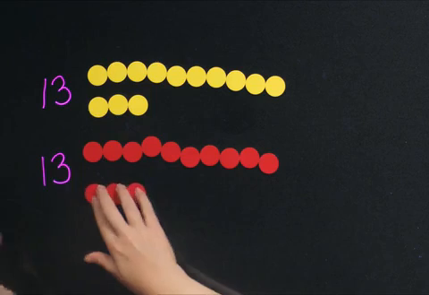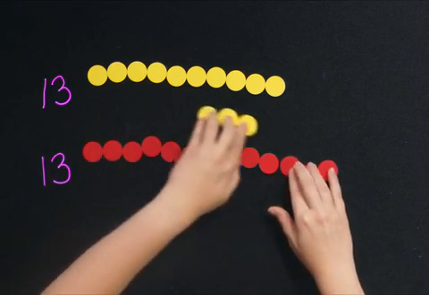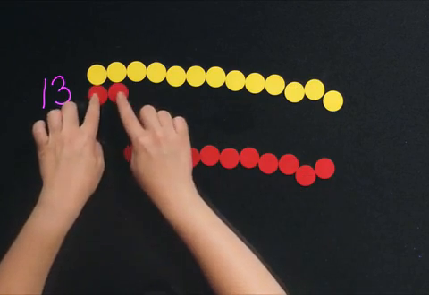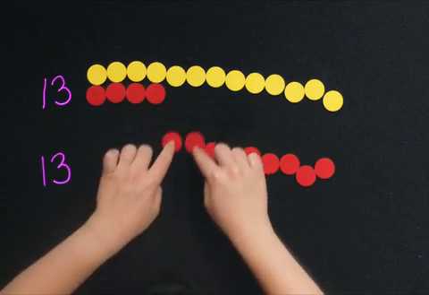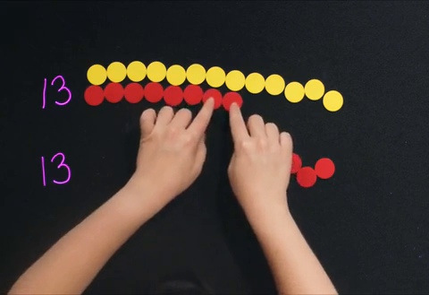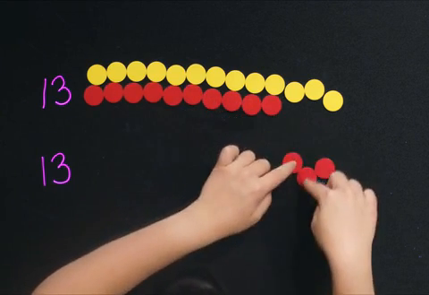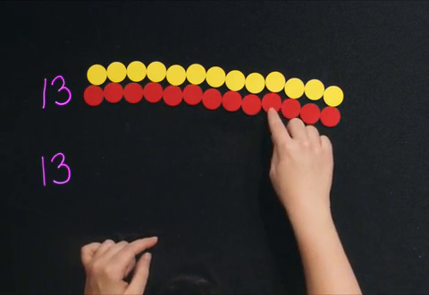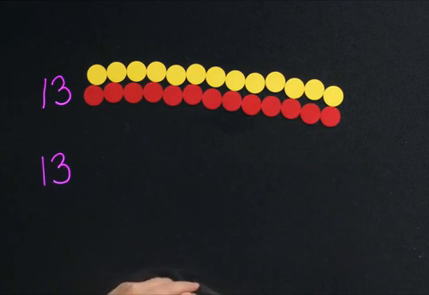We could even line them up right next to each other, put them all in one straight row, just like we did with our smaller numbers, and push them next to each other just to prove that there are 13 of each color. Look at that. Each yellow has a red, each red has a yellow. There are exactly 13 of each of those.